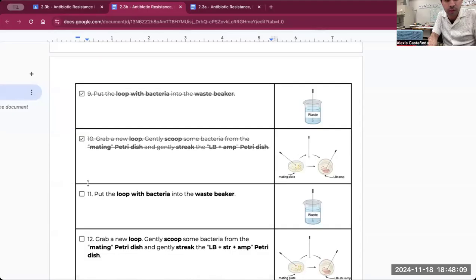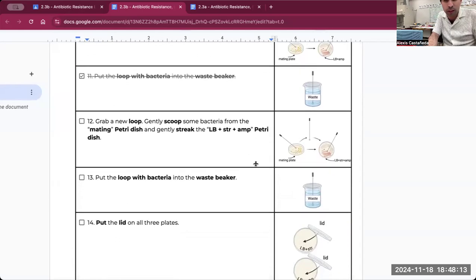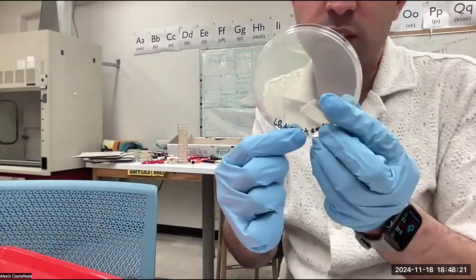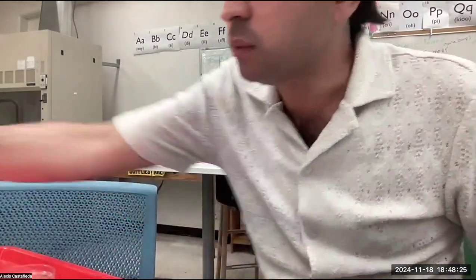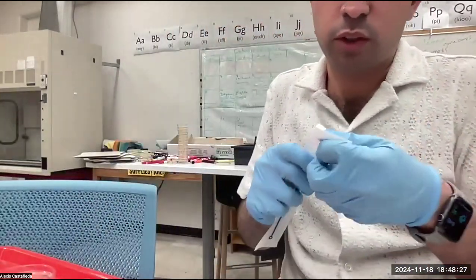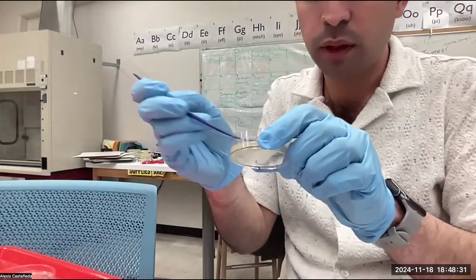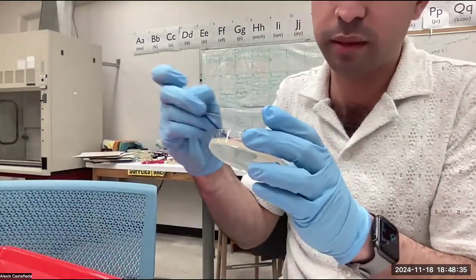All right, returning back to our procedure. So we did this part here and this part here. We're going to grab a new loop, and now we're going to put these bacteria on the LB plus STR plus AMP plate. So that's the one that has all three parts: the food, the streptomycin, and the ampicillin antibiotics. So let's grab a new loop, and we're going to streak from our mating plate onto our LB plus STR plus AMP plate.